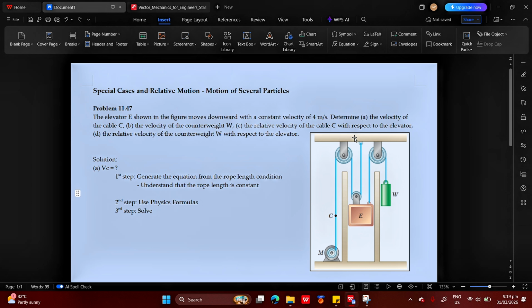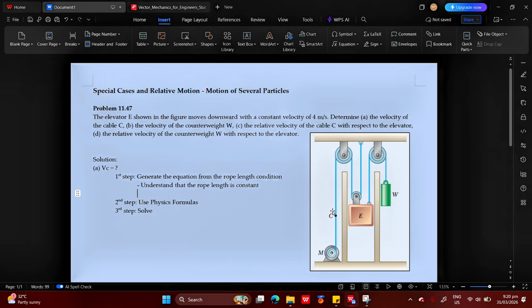So how do we solve this? Just add the rope lengths, but we cannot add them all. We do not know the pulley length. We do not know the other lengths of the rope. It's not given. That's why what we will do is ignore the constant lengths of the rope.